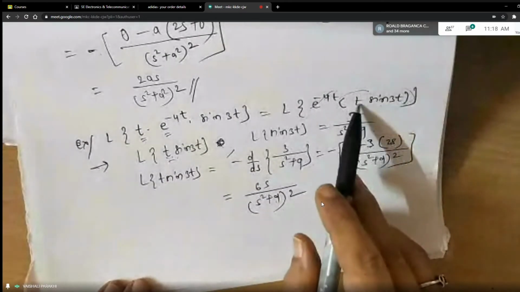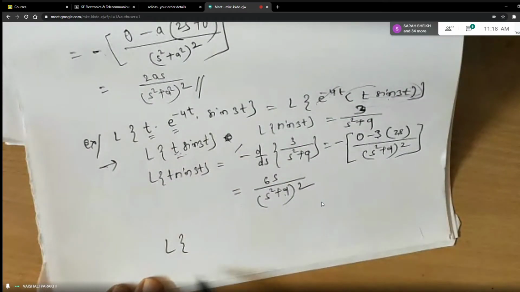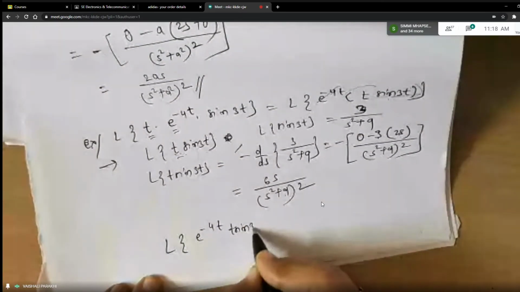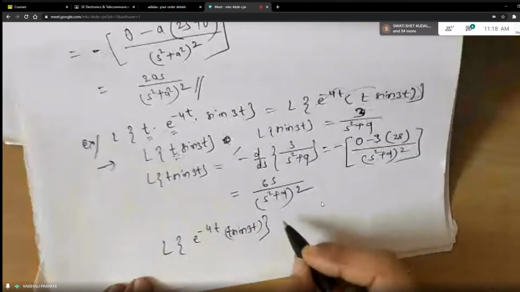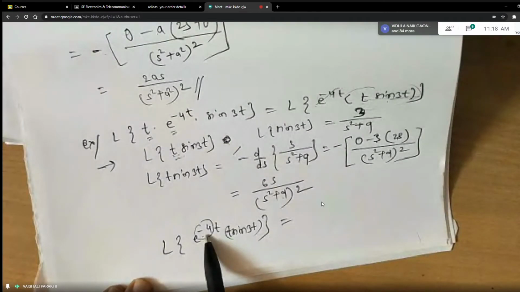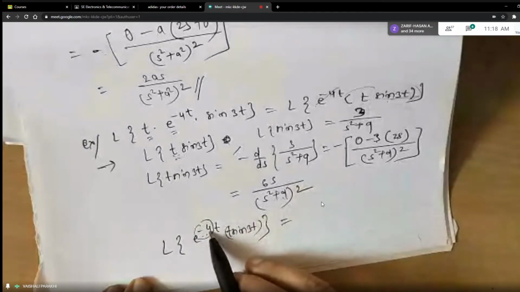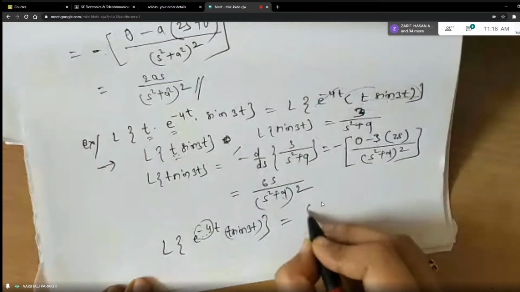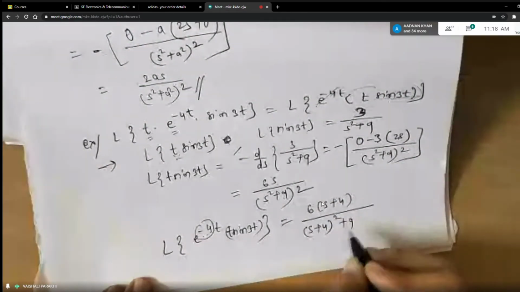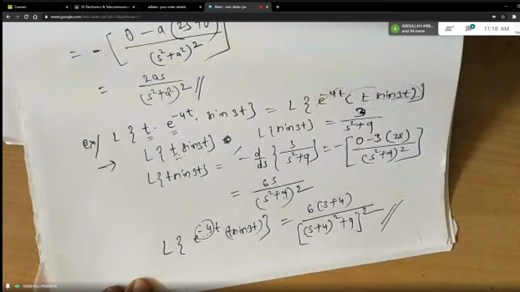Now once you get the answer for Laplace of the remaining function, now see what I am writing on the left hand side. Please observe the left hand side also. On the left hand side I am writing the full function, e raised to minus 4t, t into sine 3t. And now what does the first shifting property say? Replace s by s plus a. Here what is a, students? Minus 4. So wherever there is s in the above answer, you will be replacing it by s plus 4. So it will be 6 into s plus 4 divided by s plus 4 the whole square plus 9 whole square. And this will be the answer.